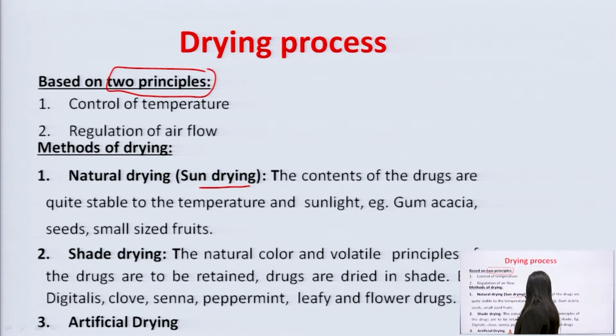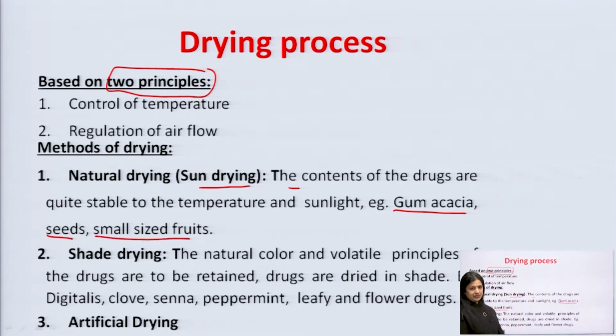In natural drying or sun drying, the contents of the drug are quite stable to the temperature and the sunlight. The drugs which are dried in this manner include gum acacia, seeds and small sized fruits.